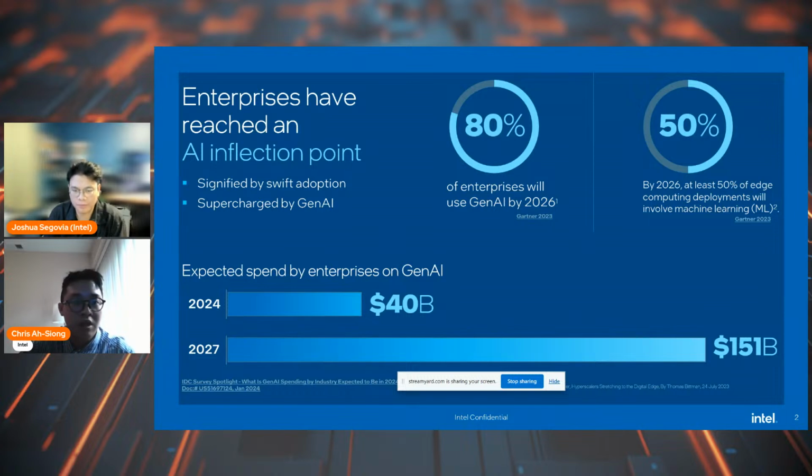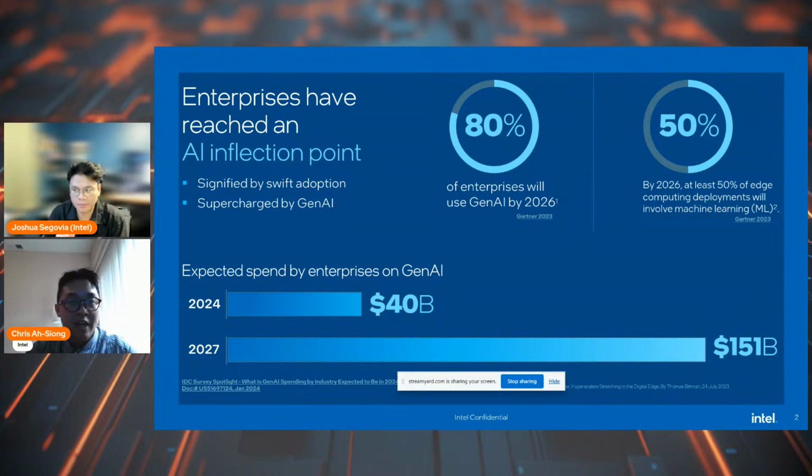In fact, by 2026, 80% of enterprises are expected to leverage generative AI in their workflows, according to Gartner's 2023 research. Similarly, edge computing is becoming increasingly integrated with machine learning. By 2026, at least 50% of edge deployments will involve machine learning capabilities, enabling real-time decision-making closer to the data source. And this growth is also reflected in enterprise investment.